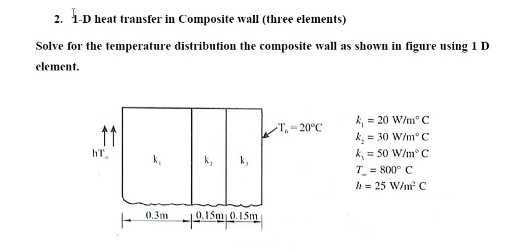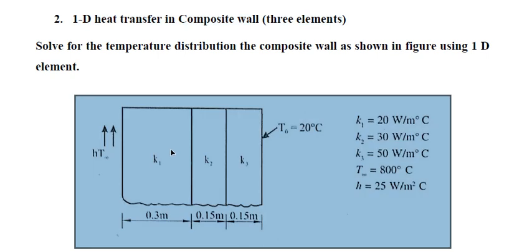The next problem is 1D heat transfer in a composite wall, with 3 elements. Here the question is like this: there are 3 walls. How do you know that there are 3 walls? There are 3 walls which are composite, separated by the lines here. The first wall is of a different material, the second wall is different, the third wall is different, because the conductivity is different: 20, 30 and 50 respectively for the 3 walls. The dimension is maintained in meters and degrees centigrade, that we have to take care of.